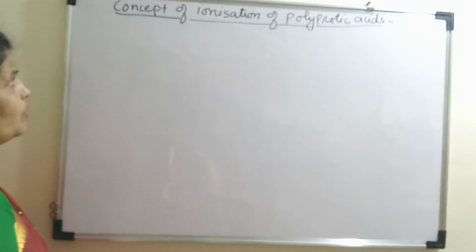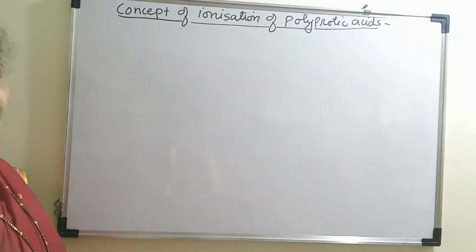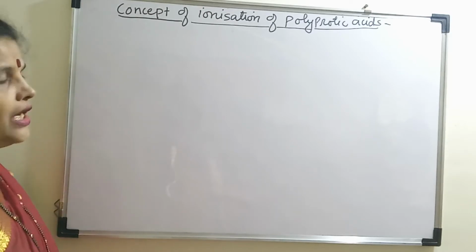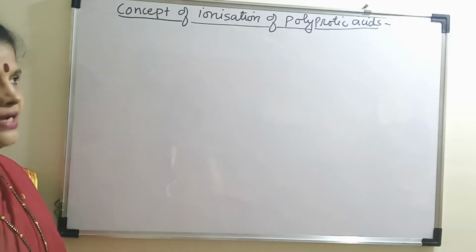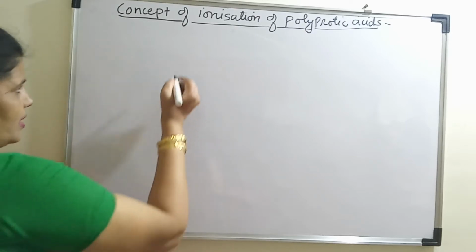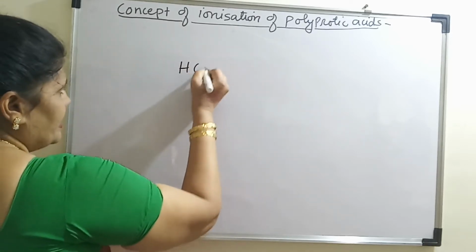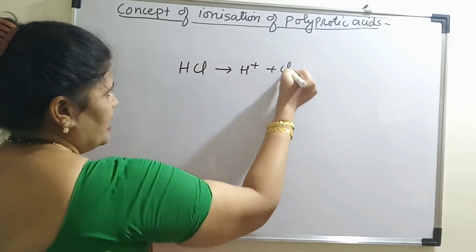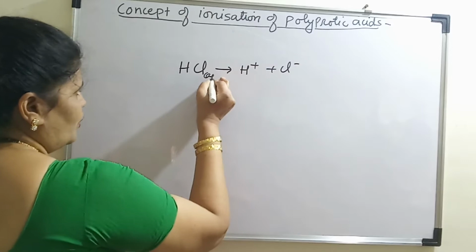Here in this video, we are going to see the concept of ionization of polyprotic acid. Now, what is actually a polyprotic acid? To understand that, let us take some examples. If I take a strong acid like HCl, then it will give me H plus and Cl minus ions in water.